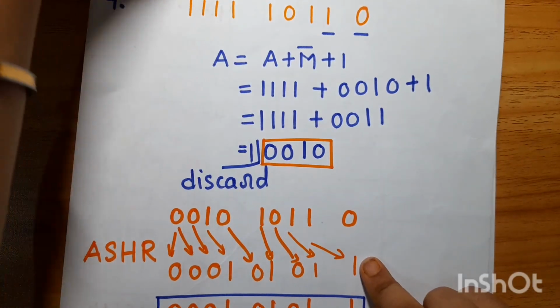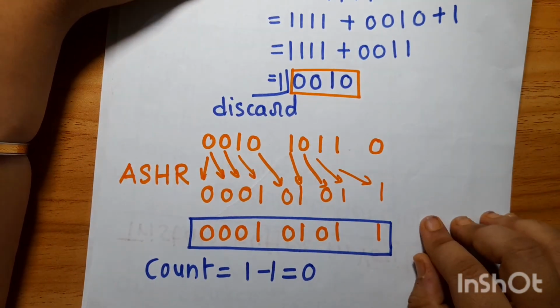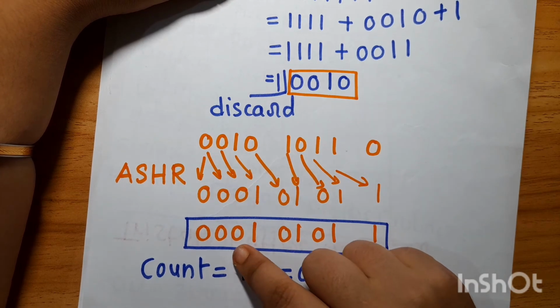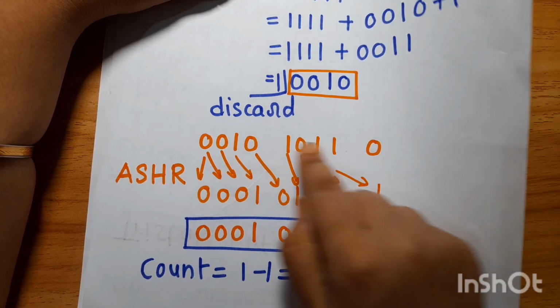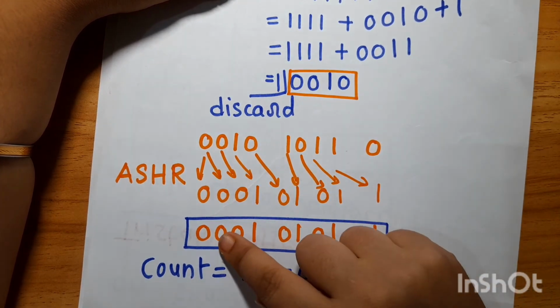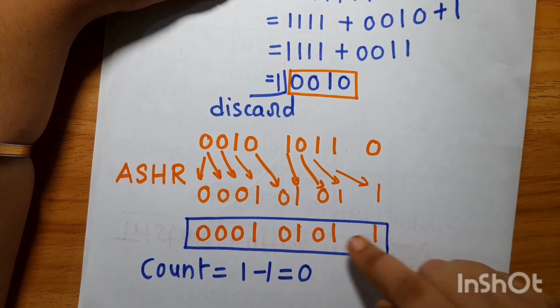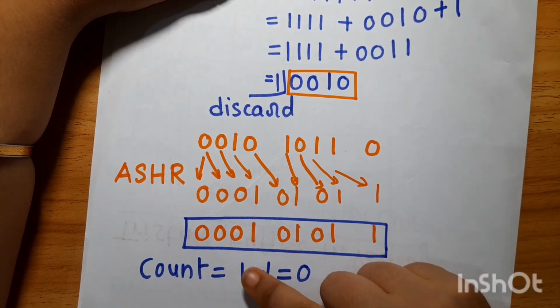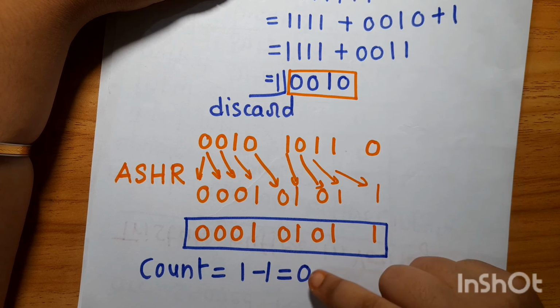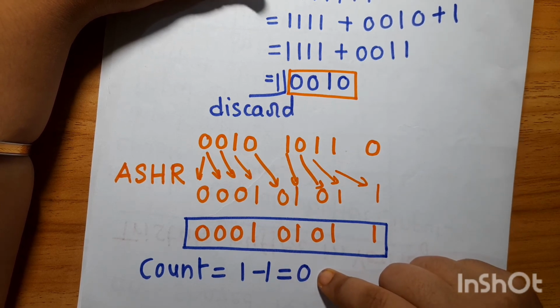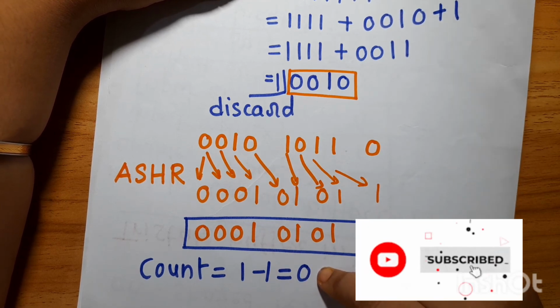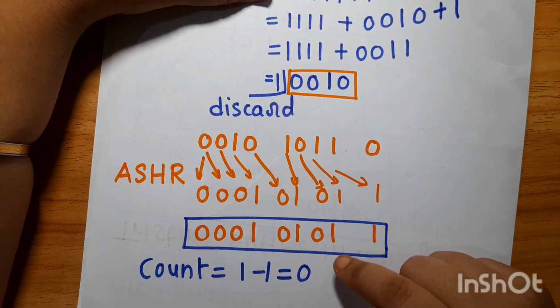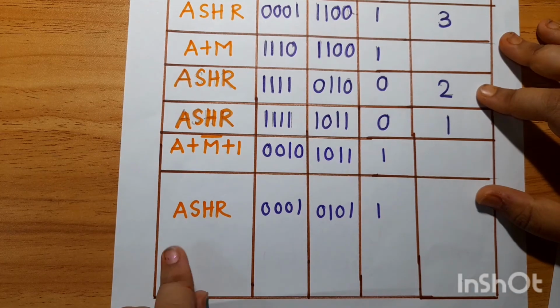I am doing the arithmetic shift right, and I got the value 0 0 1 0 1 0 1 1. This is the arithmetic shift right. And count is coming as 1 minus 1, that is equal to 0. Now we got 0 as the count. So no more loop will be run. In the table I have shown it.